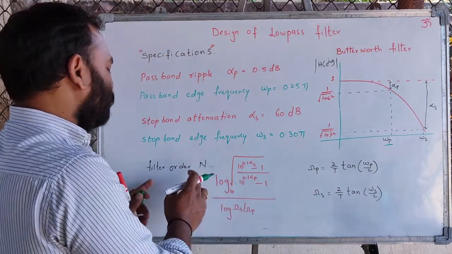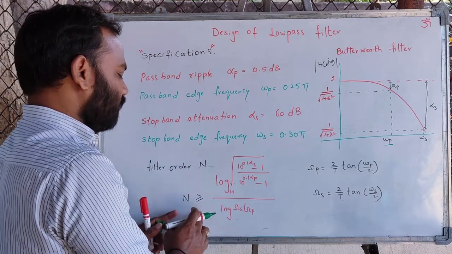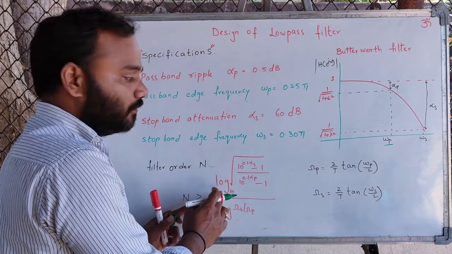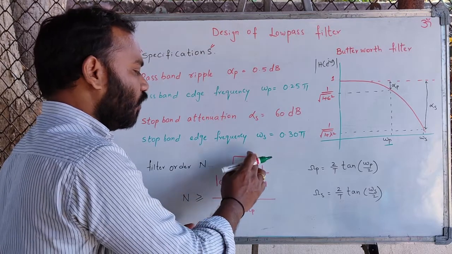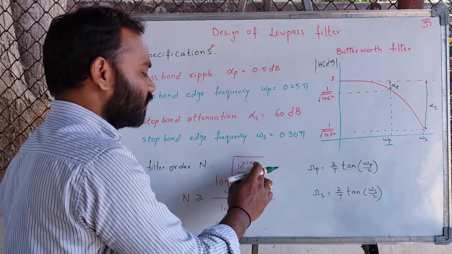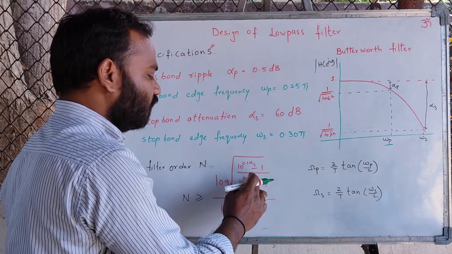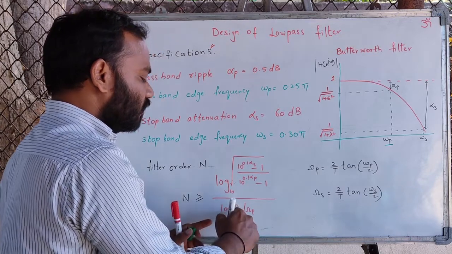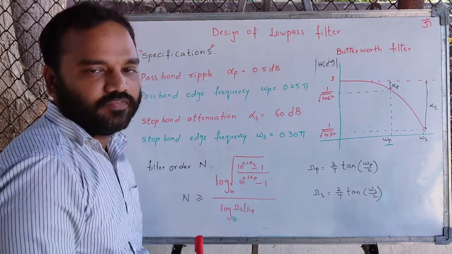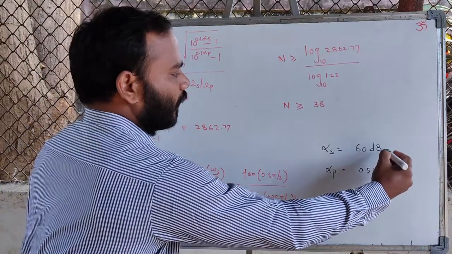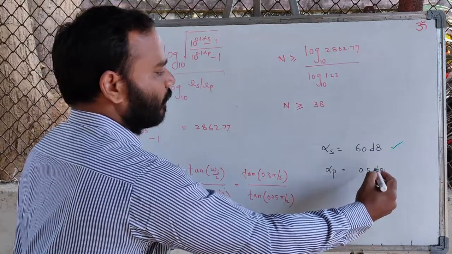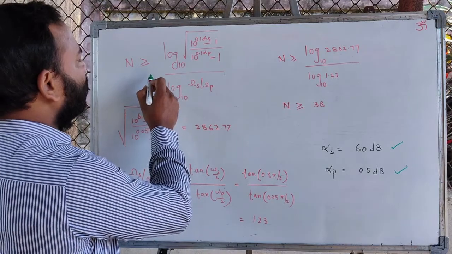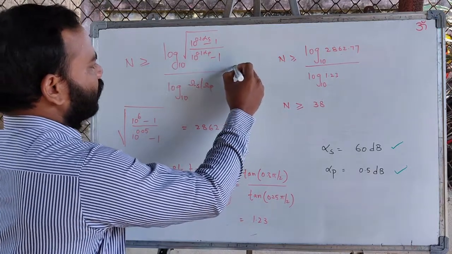Next, the Butterworth filter order N is given by N greater than or equal to log base 10 of the square root of (10 to the power of 0.1 alpha s minus 1) by (10 to the power of 0.1 alpha p minus 1), divided by log base 10 of stop band frequency by passband frequency. Stop band attenuation is 60 decibels, passband attenuation is 0.5 decibels. So the order of the Butterworth filter is given by this equation.